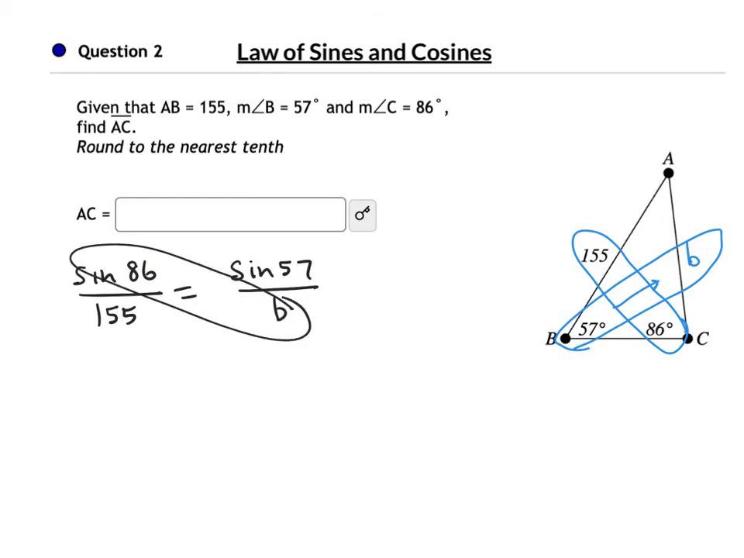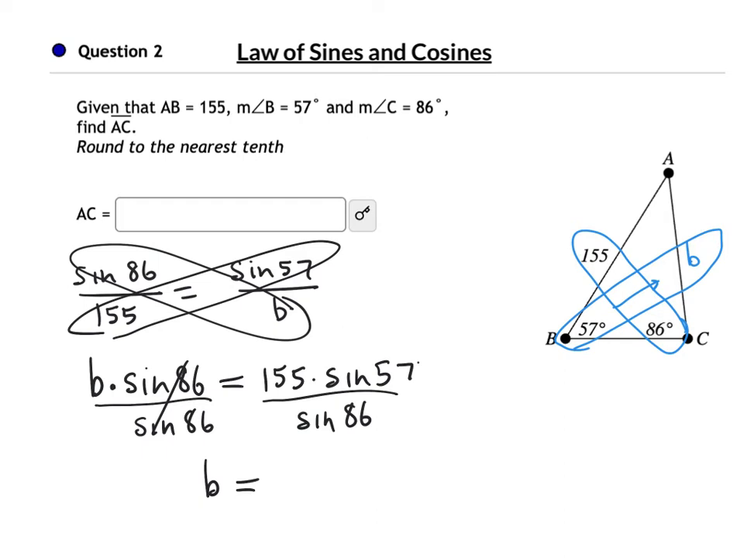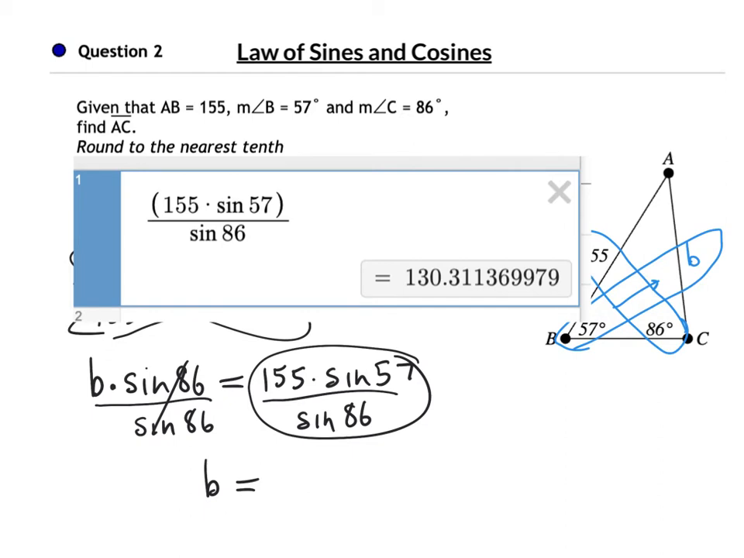And we'll cross multiply. B times the sine of 86 equals 155 times the sine of 57. We're going to get B by itself because there's multiplication. We'll divide. Divide both sides by the sine of 86. Those cancel. And we get B equals, put that in the calculator. And to the nearest tenth, we get 130.3.